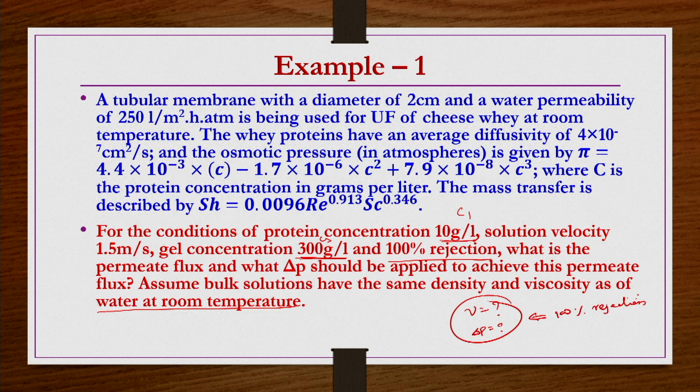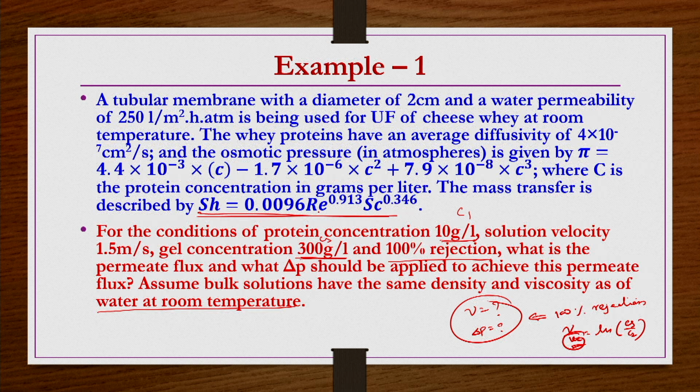So, Cs, we have this V by Kc is equal to ln Cs by C2. From here we can find out this V, but Kc we have to find out. How to find out the Kc? Kc we can find out from this Sherwood number expression.